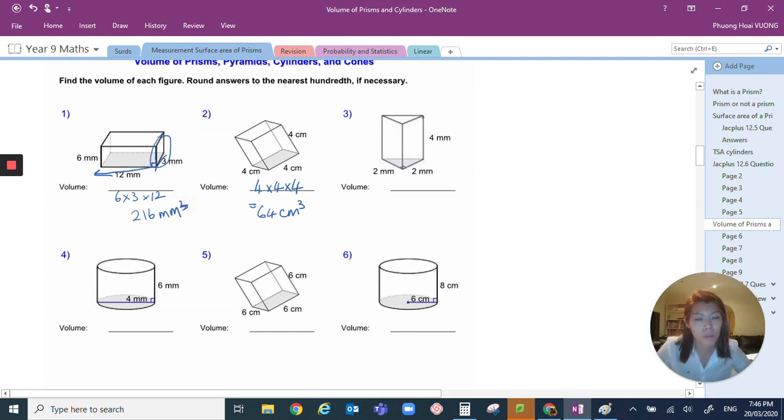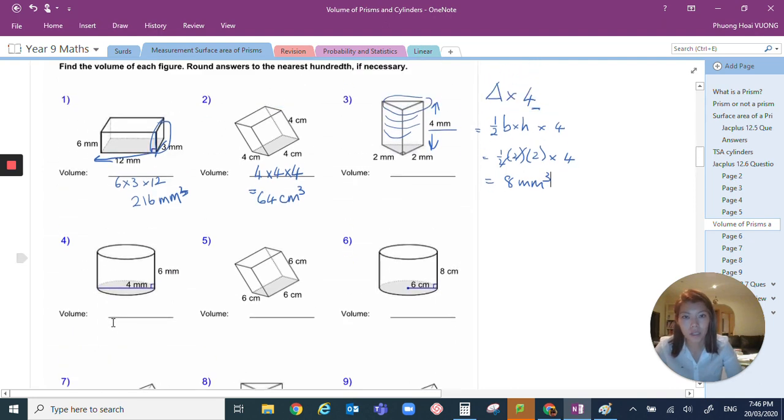Let's have a look at this one. So which shape repeats itself? Is it the rectangle or is it the triangle? We can see that the triangle repeats itself. So we're going to figure out the area of the triangle. Then we're going to multiply it by that height there, so 4. So the area of a triangle is half base times height. Then we have the times 4 that we cannot lose. So we have half of 2 times 2 times the 4. Cancel that out. 2 times 4 is 8 millimeters cubed.